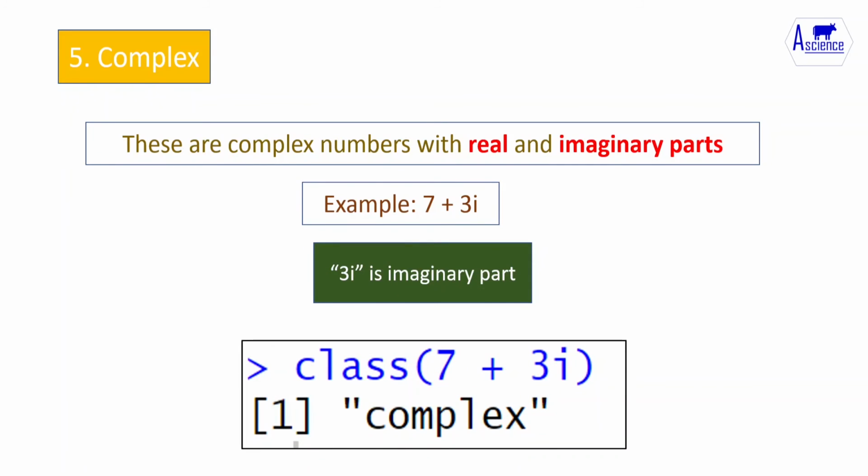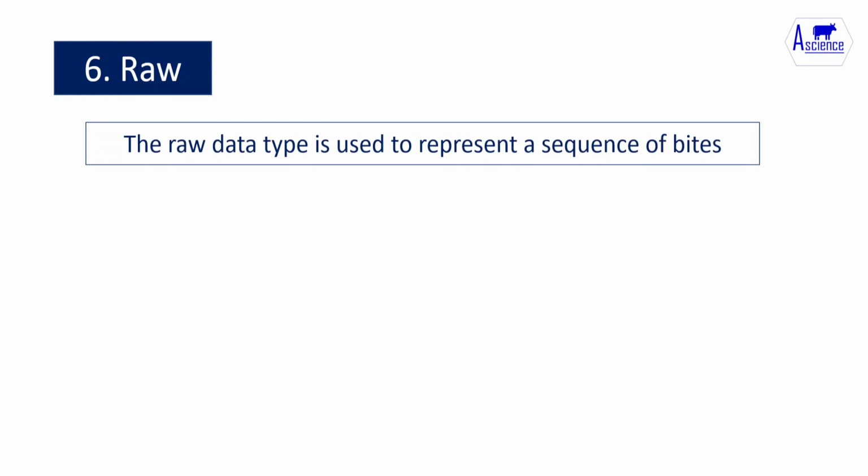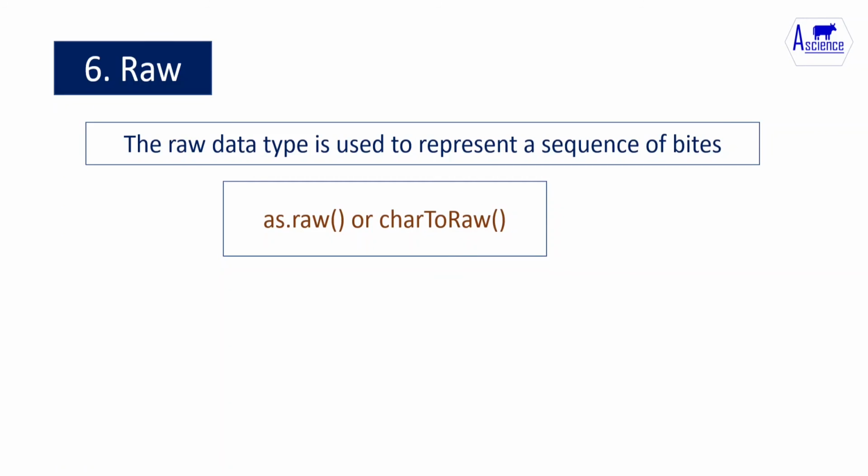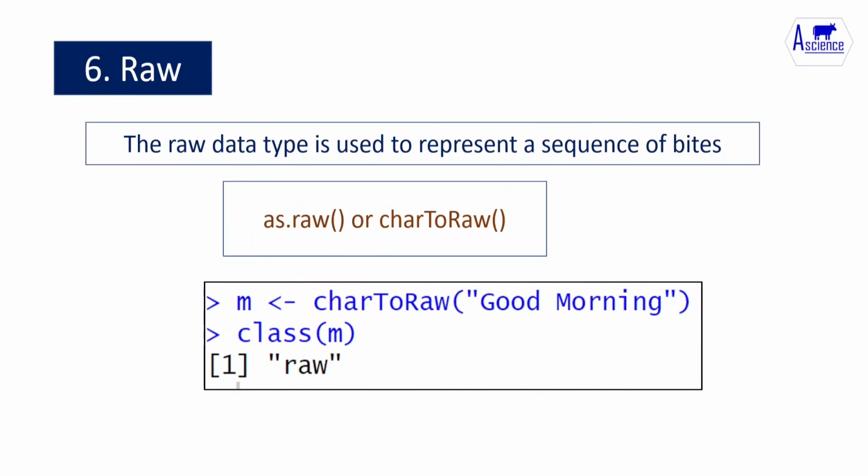The last data type is raw data. The raw data type is used to represent a sequence of bytes. Character data can also be converted into raw data using the as.raw function or the charToRaw function of R. For example, M, assignment operator, charToRaw function, then write "good morning" in quotation. You can check the class of the M object using the class function, which is raw.